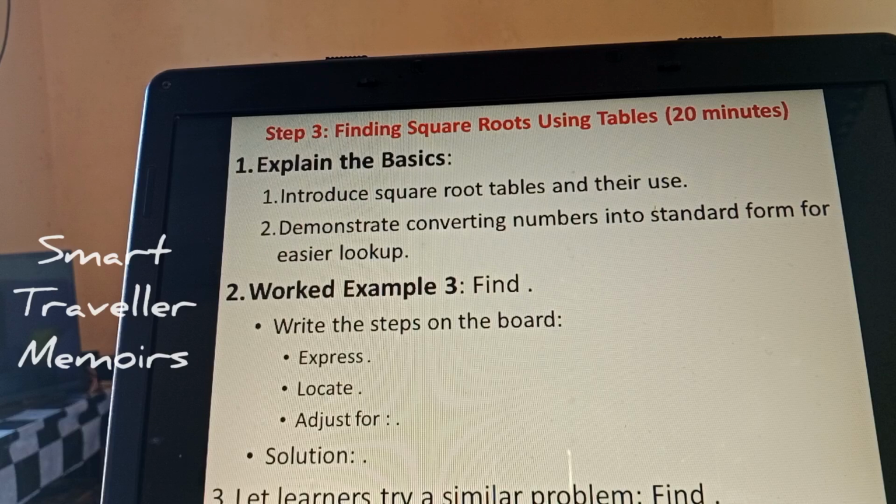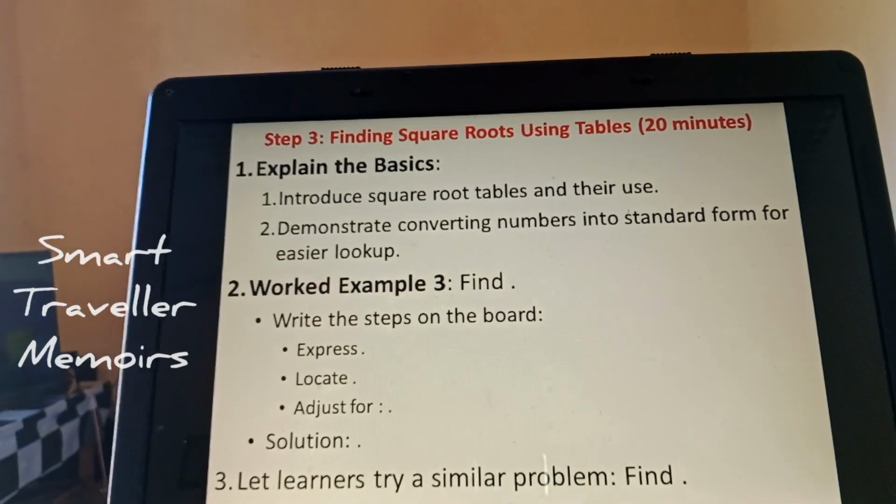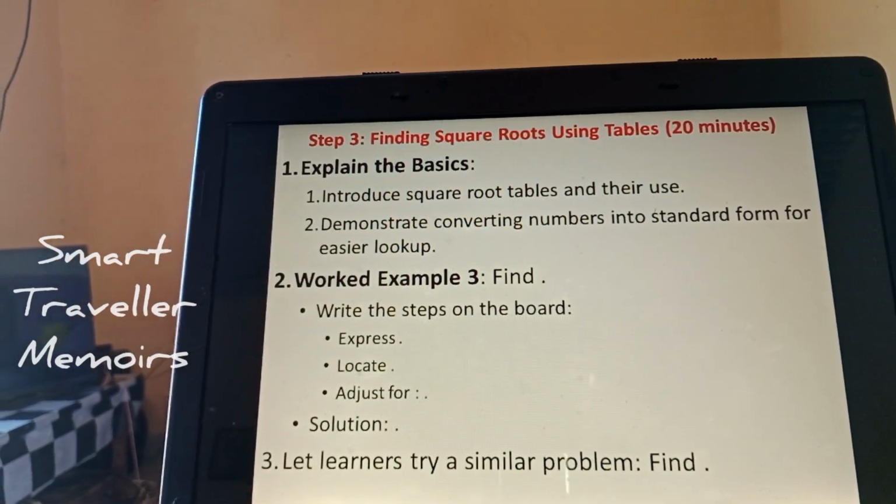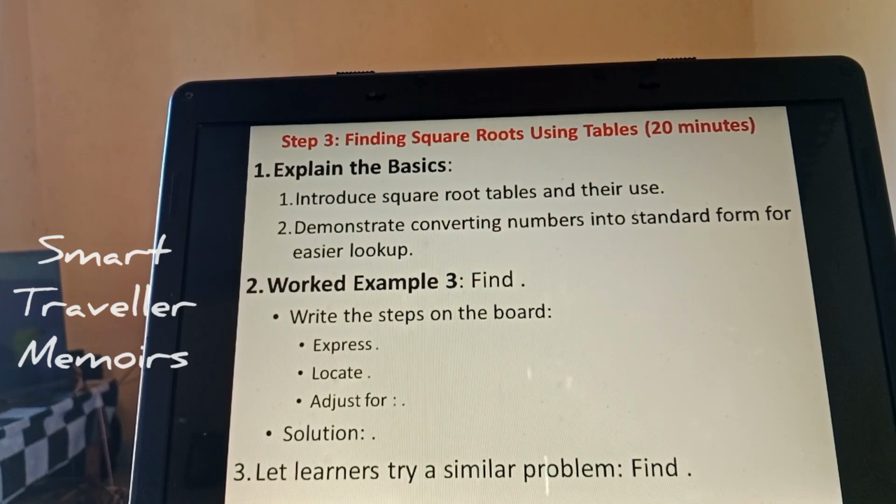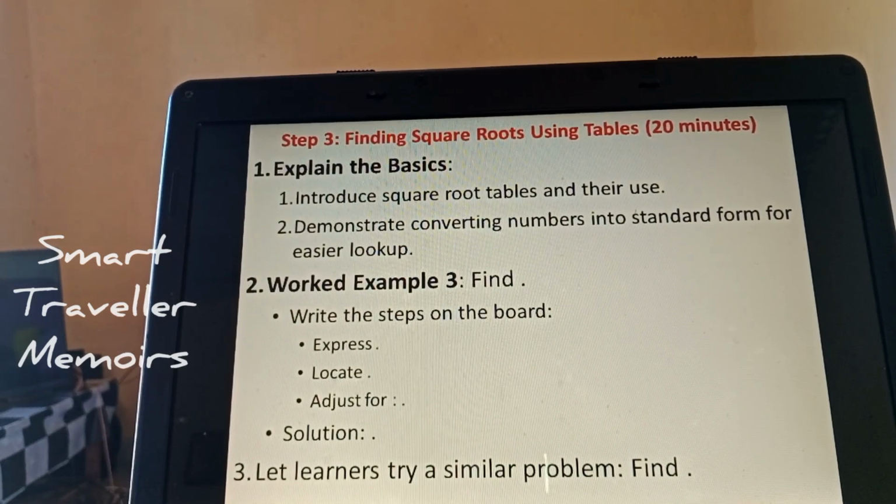So please note, these are just the highlight of the lesson plan, and they are specifically to guide the teachers.